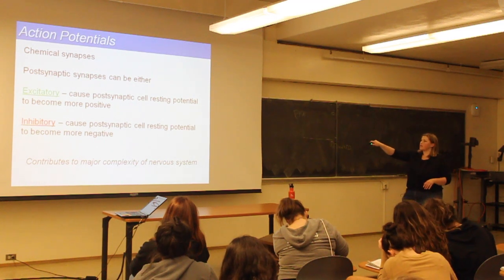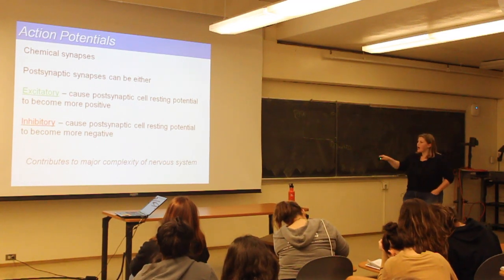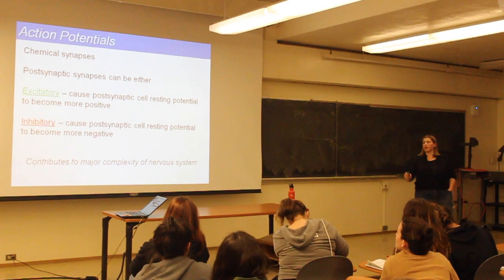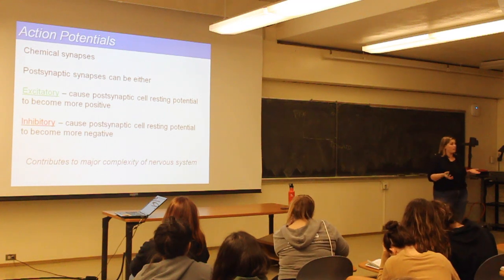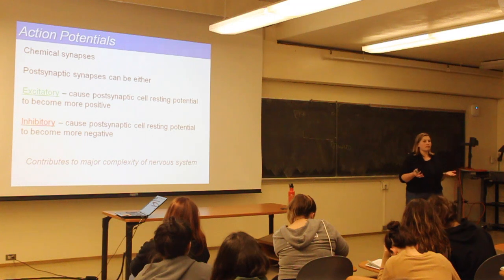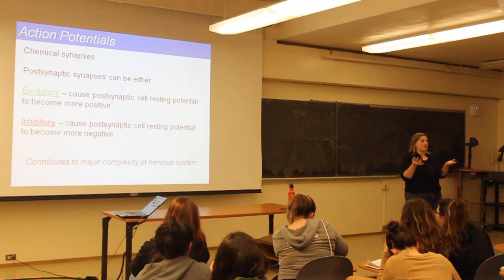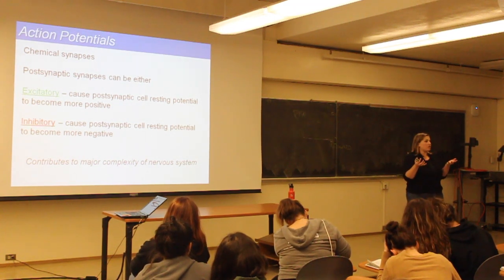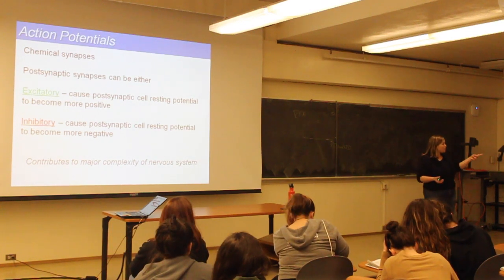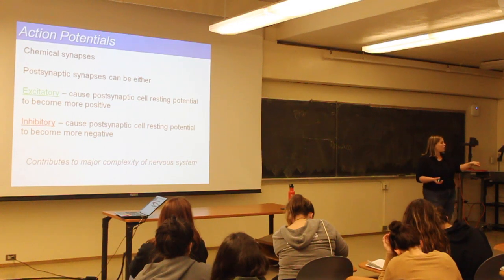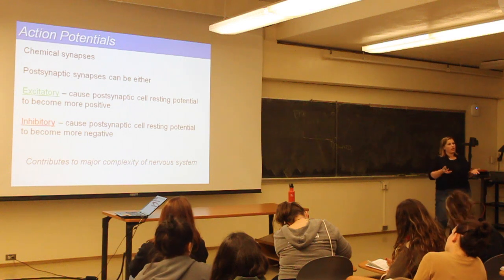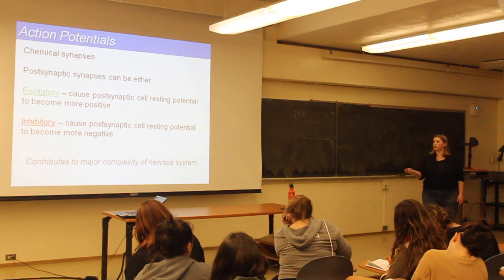Okay, so excitatory synapses cause the resting potential of our postsynaptic cell to become more positive. So instead of maybe being negative 70, they're actually going to cause the resting potential to increase to maybe negative 60 or negative 50. So they raise the membrane potential and get it closer to the threshold, which is a little bit like what you were talking about earlier. So we raise our membrane potential temporarily and get it a little bit closer to that threshold potential.